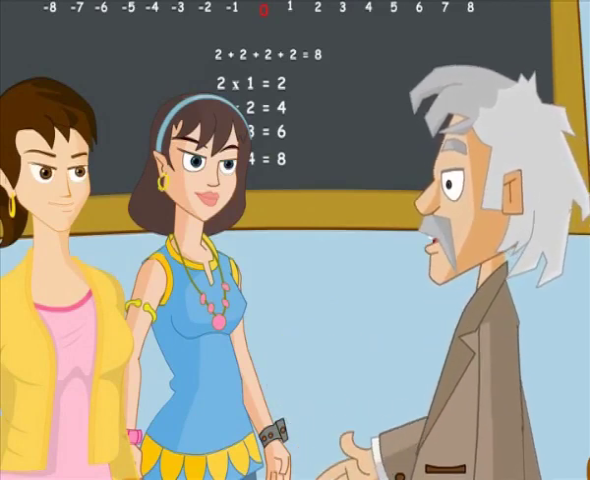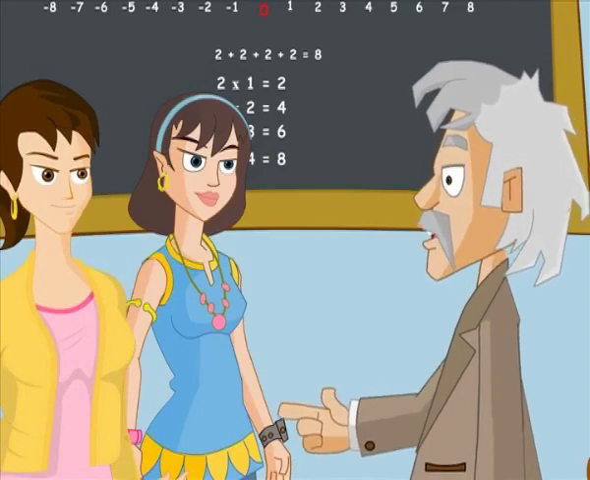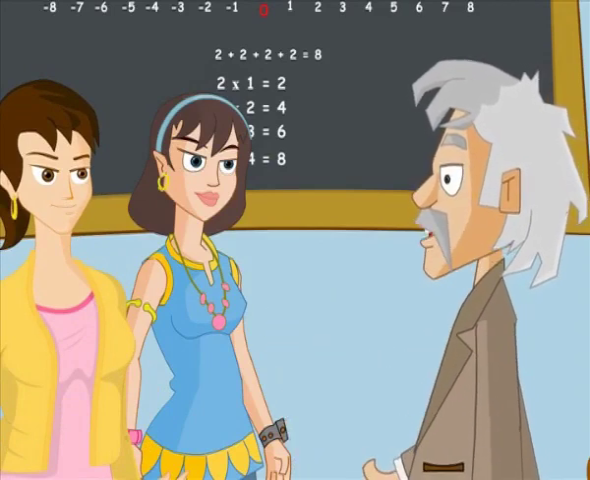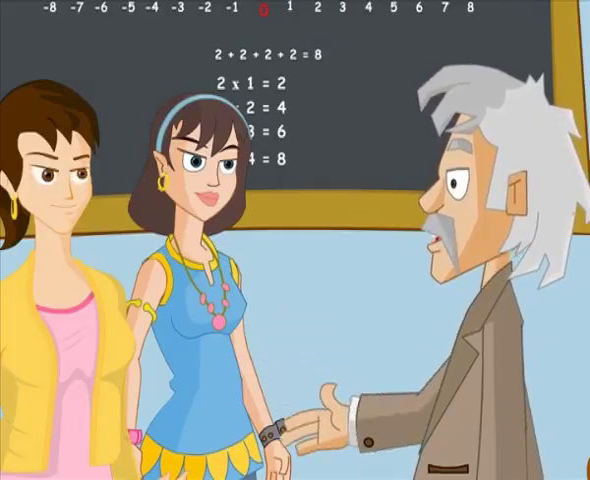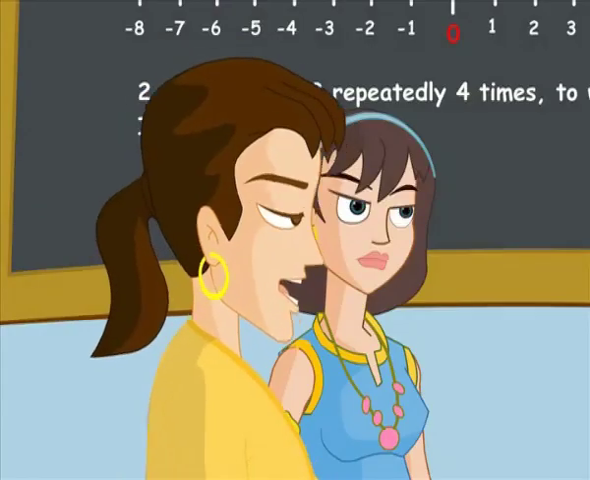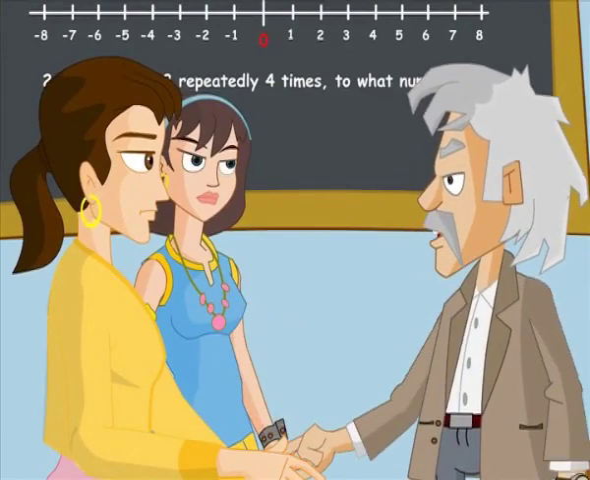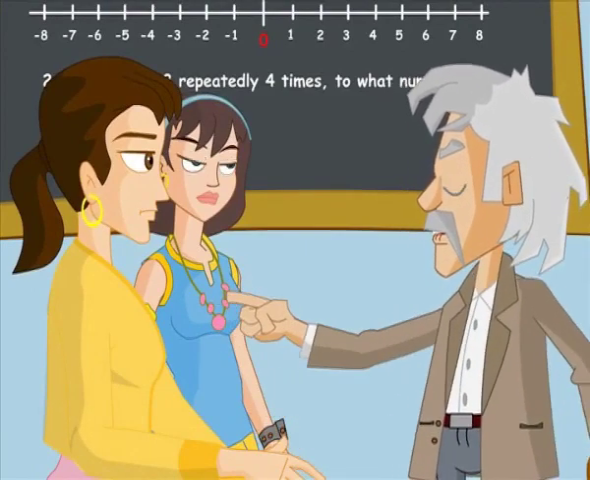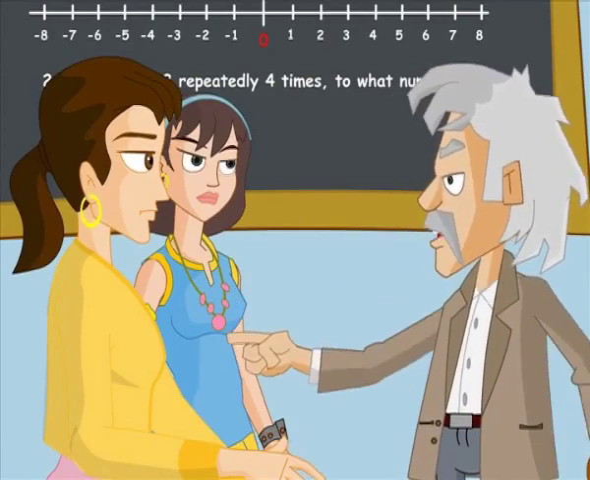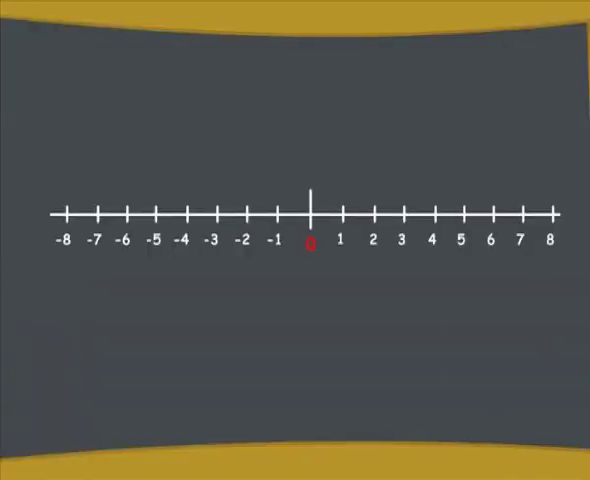But addition to what? What do you mean? When I say repeated addition, that I am adding a number repeatedly. 2 into 4 is adding 2 repeatedly 4 times. To what number am I adding 2 4 times? What? 0. That's what you all are. Big zeros when it comes to intelligence. Stop that. Just explain properly.